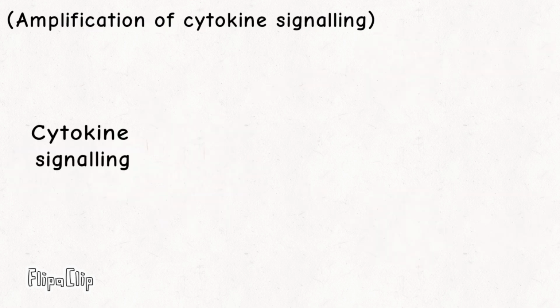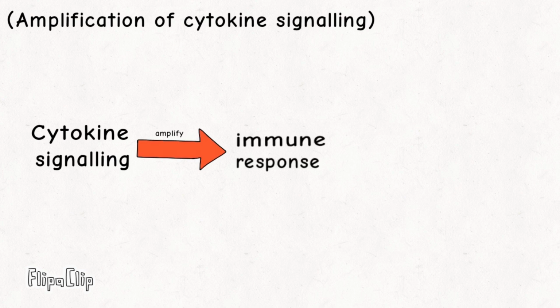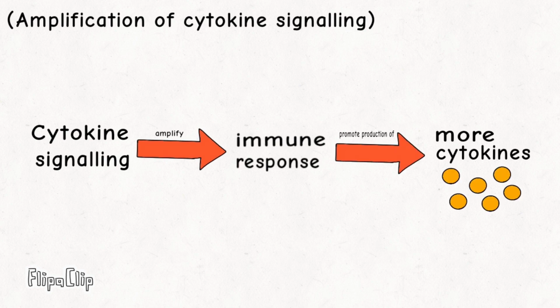During an immune response, cytokine signaling can be amplified to enhance and coordinate the immune response through recruitment of more immune cells. Cytokines can attract other immune cells to the sites of infection or inflammation, which can then produce additional cytokines to amplify the immune response.